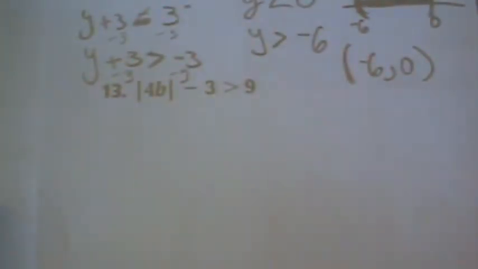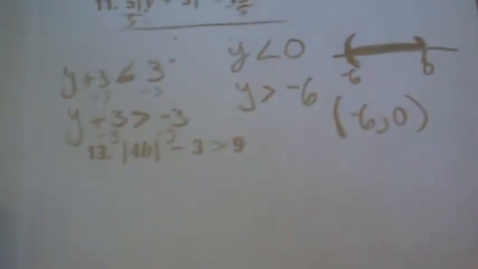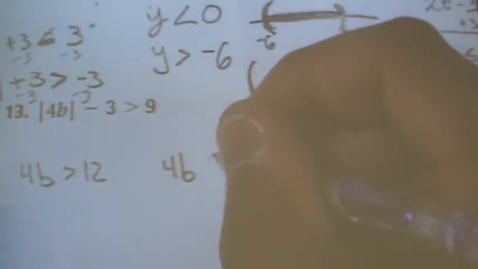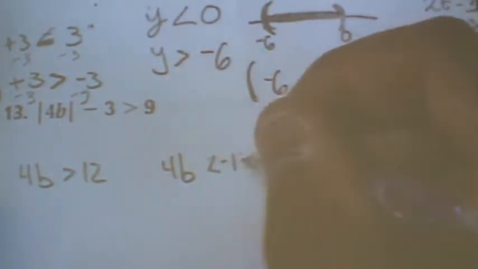Okay, so now this absolute value is by itself, so you're going to add 3 to the other side. And then we're going to break that up, so 4, negative 12. Alright, so we should divide by 4. Wait, what'd you write? Oh, gotta make it, sorry. It's 3, greater than 3.